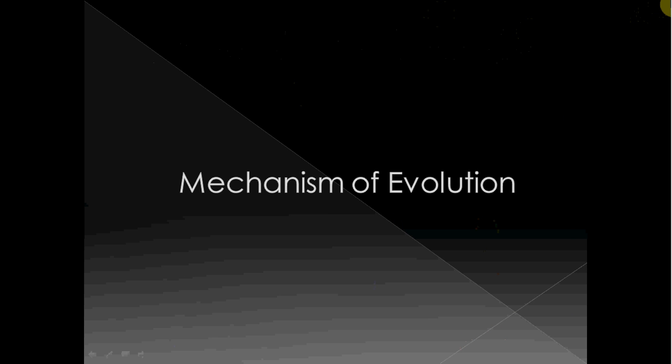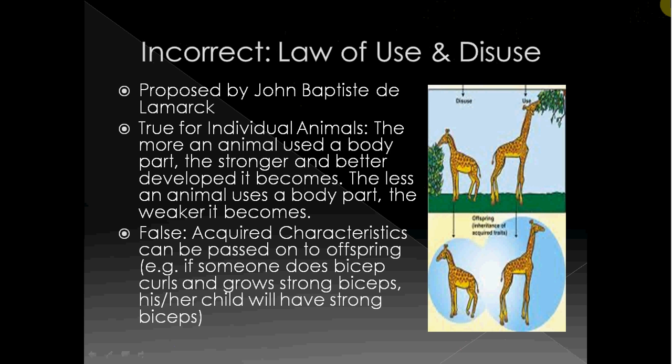Now, moving on to the mechanism of evolution, the wrong mechanism of evolution was proposed by Jean-Baptiste Lamarck, known as the law of use and disuse. He proposed that the more an animal uses a body part, the stronger and better developed it becomes. For example, if Joe does a lot of bicep curls, the stronger his bicep will become. And this is true. However, Lamarck went on to propose that this acquired characteristic can be passed on to offspring. For example, Joe's son will have very strong biceps. And this, of course, is not true, which is why the law of use and disuse is invalid.